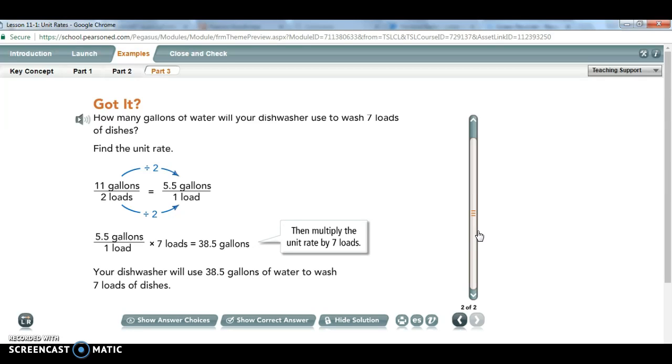That was the last problem for this lesson. Again, make sure you're coming to class with any questions and ready to work on the homework. We will be doing unit prices in our next lesson, so it's very important that you understand unit rates in order to move on to the next lesson that we have.